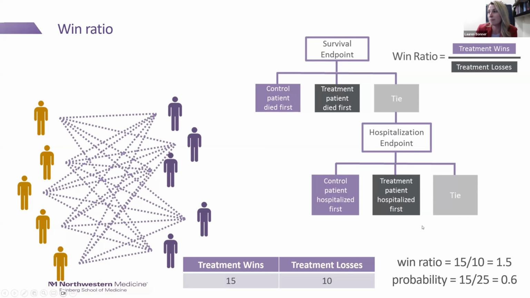A thing to point out, and I'll come back to this in a little bit also, is that if you have gotten to the last level of your algorithm and you still can't determine a winner, then that would be considered a tie, and it would drop out of the win ratio estimate. So the win ratio is conditional on being able to determine a win or a loss for each pair. We can also think about this in terms of a probability here, the denominator just being the number of non-tied pairs. So the probability that the treatment patient would win would be 0.6 in this particular example.